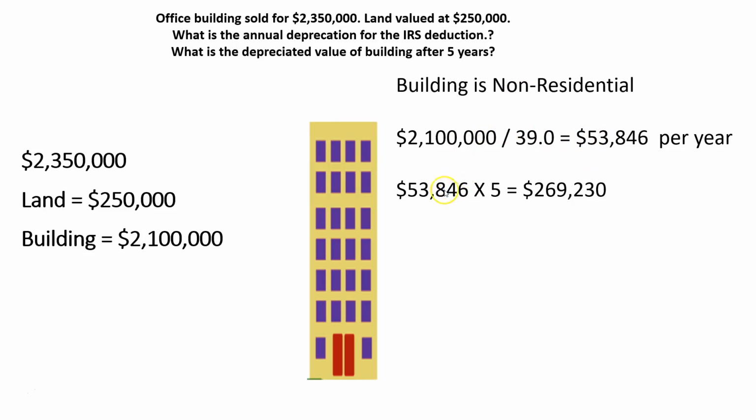The second one is, what is the depreciated value of the building? So what we have to do there, and therefore the total depreciation over 5 years is 269,230. Take that away from the building value of 2.1, and we get now a book value of 1.83.